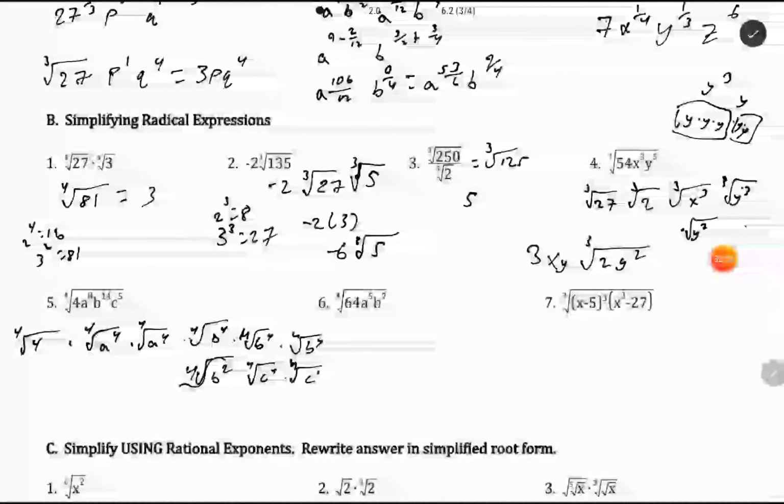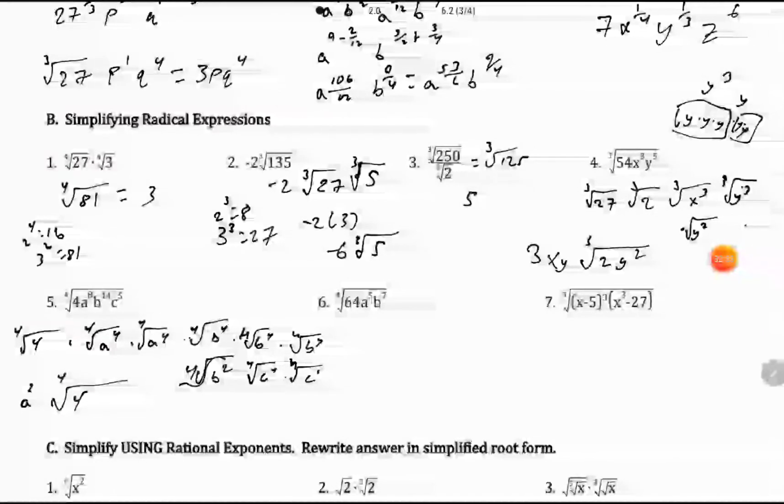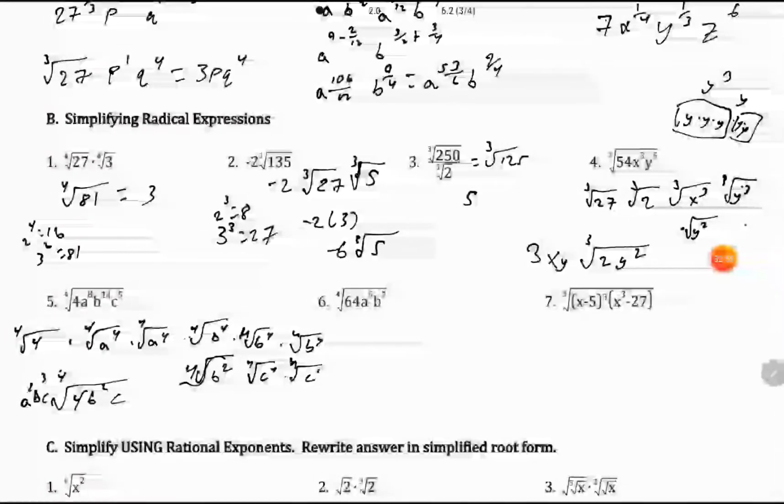Okay. So 4 is going to stay on the side. A is not. There's actually 2 a's coming out, so that's a squared. And then there's 3 b's coming out, so that's b cubed. And then there's 1 c coming out. And we're left with b squared, c inside. So 2 a's are coming out and being multiplied together. That's why I have a squared. We have 3 b's. And then 1 c. And then this number here is the 4th root.